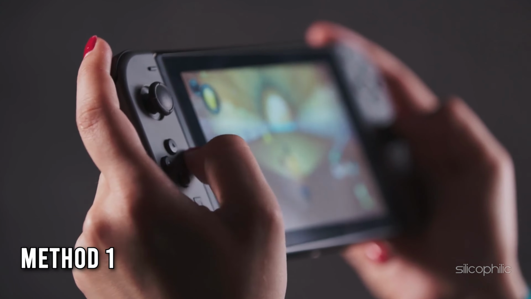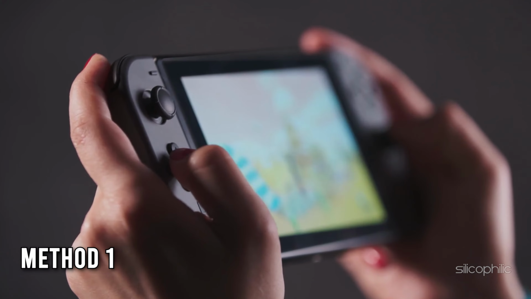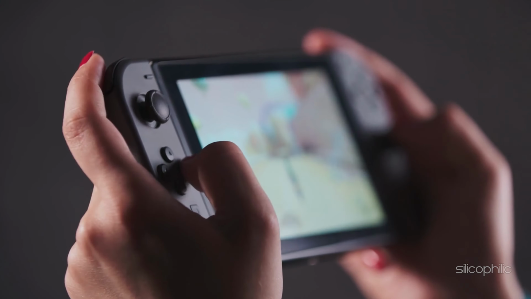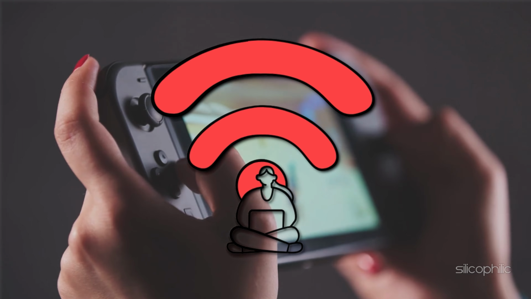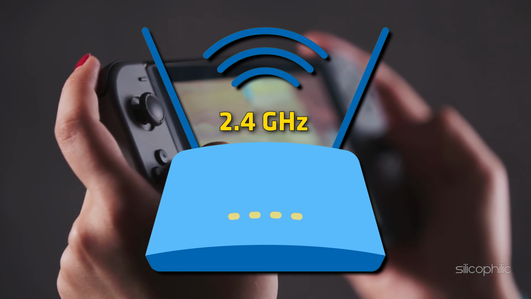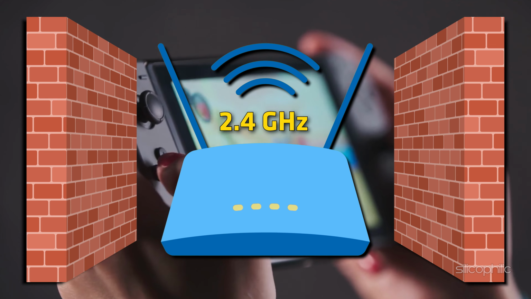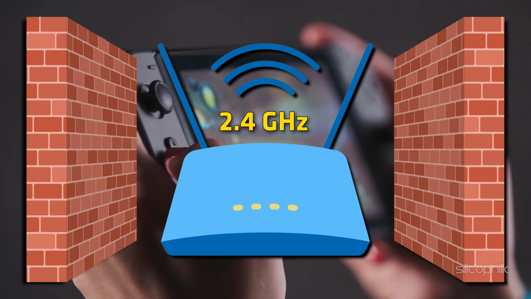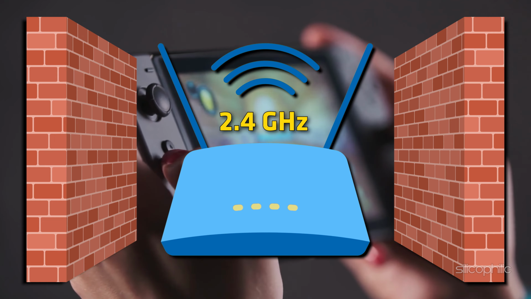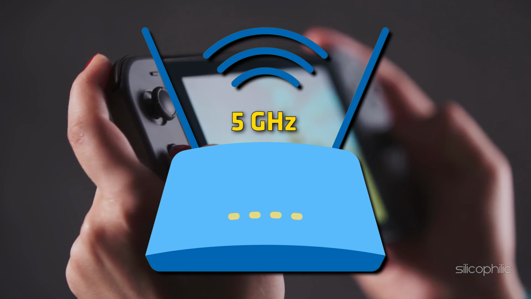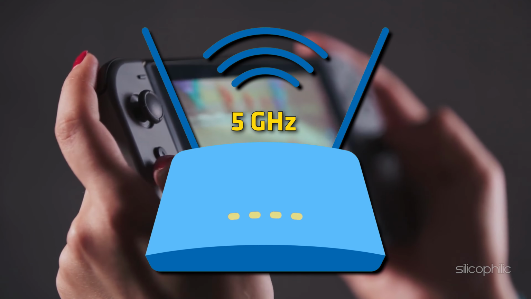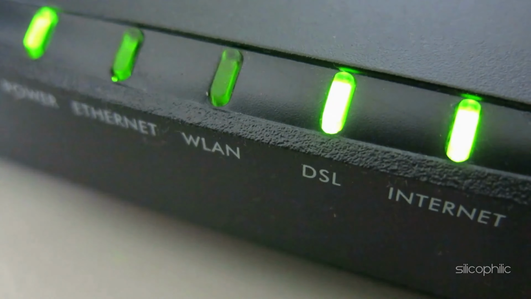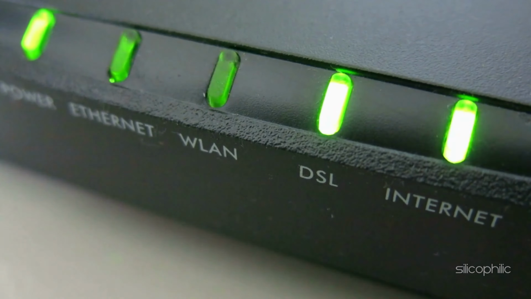Method 1. Check your network status. You should ensure that your Nintendo Switch is connected to a stable internet while downloading games. Make sure you are connected to a 5 GHz signal instead of 2.4 GHz. While 2.4 GHz is better at penetrating walls, it can get crowded due to various wireless devices using the same frequency. Switching to 5 GHz provides faster speeds and better reliability for online gaming. Connect to your router's 5G signal for an improved experience.